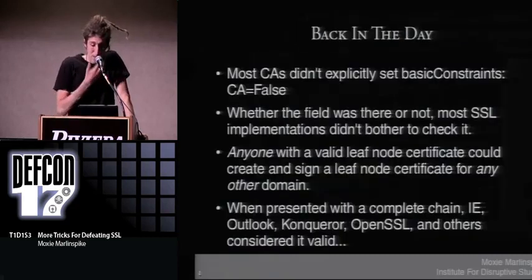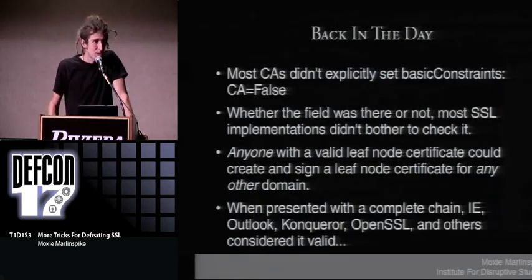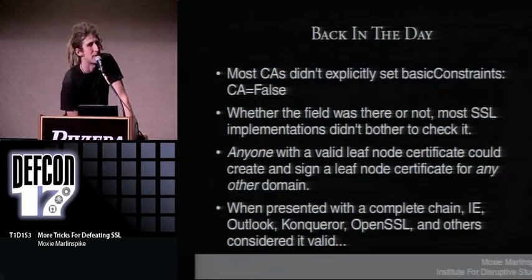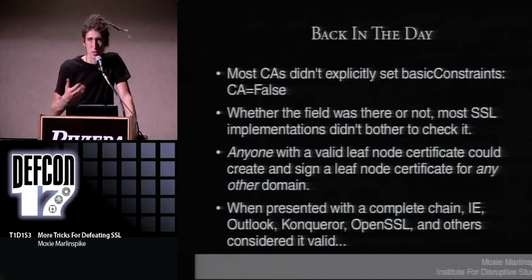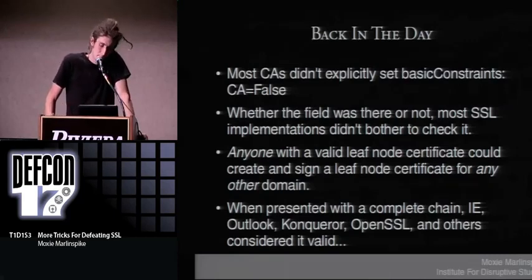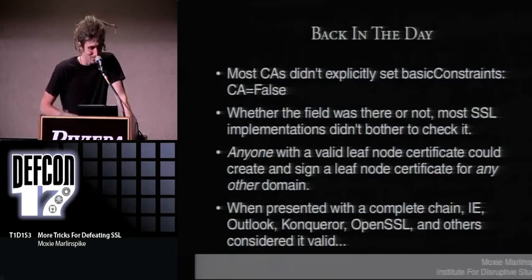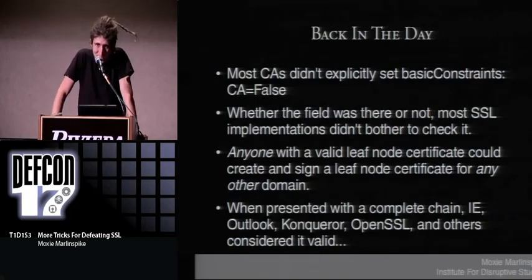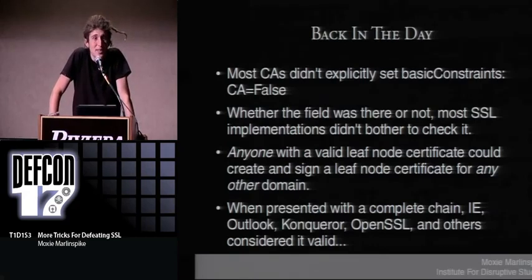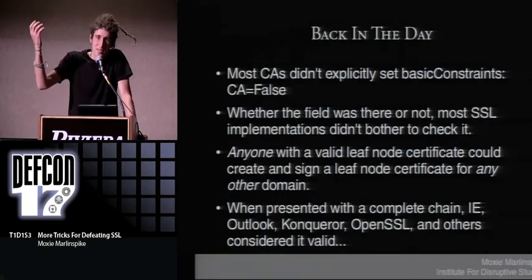The problem was that back in the day, when most certificate authorities would issue certificates, they would just leave this field out. And you would think that if you were writing an SSL implementation and checking a certificate, if this thing was just absent, you would assume the conservative thing, that this is not a certificate authority certificate. But it turns out that whether the field was there or not, most SSL implementations just didn't bother to check it. What this meant was that anyone with a valid leaf node certificate for any domain could create and sign a leaf certificate for any other domain. It essentially meant that anyone who had a valid leaf node certificate had a CA cert.